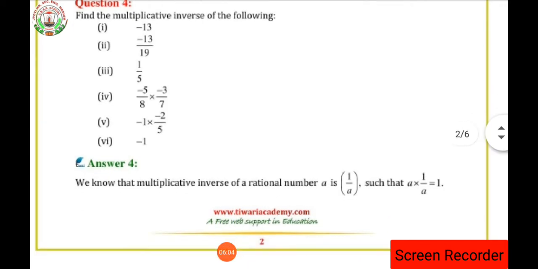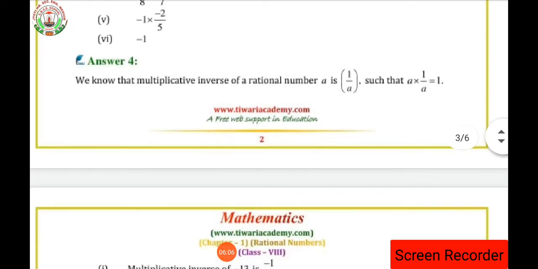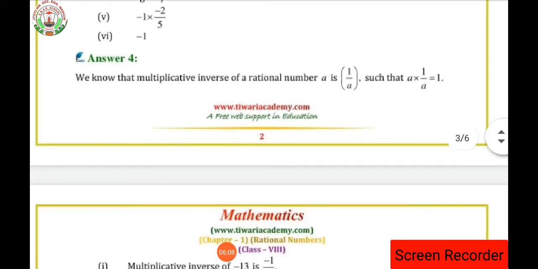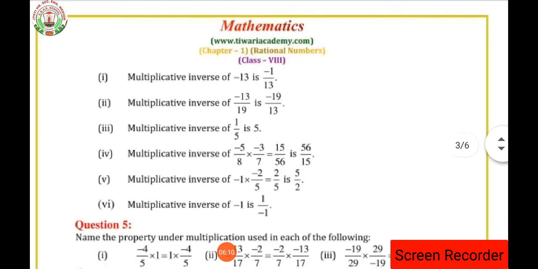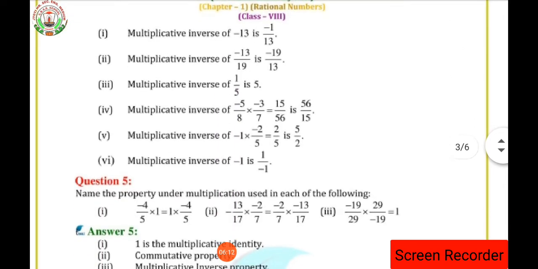Multiplicative inverse of a rational number a is 1 by a. So multiplying a into 1 by a is equal to 1 itself. As I explained by taking the example of 2 by 13 into 13 by 2, it will get cancelled and become how much? 1. So that is called a multiplicative inverse.